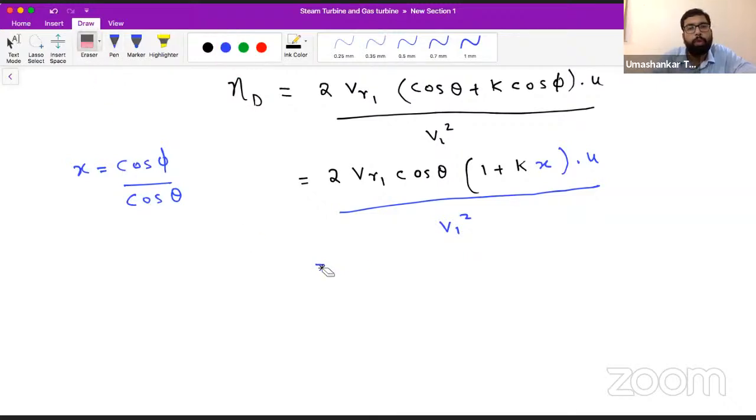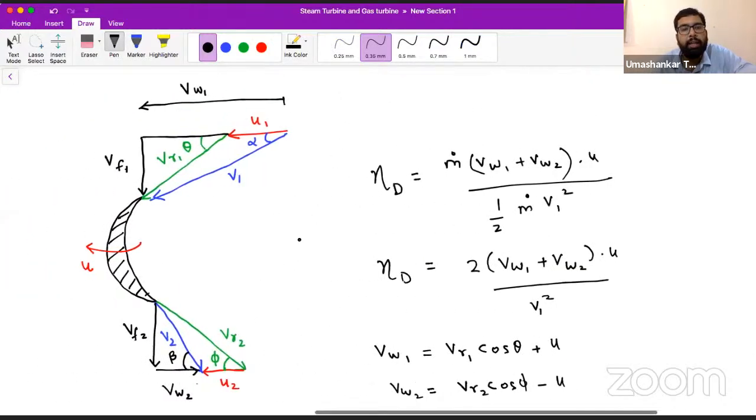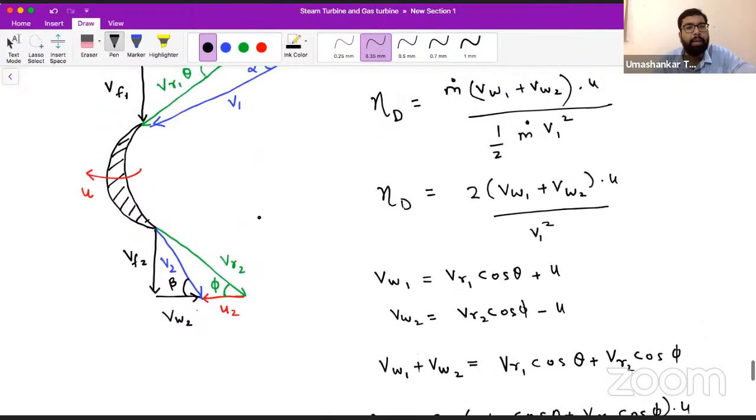So what we can do now, so we want to reduce it. Now, is there something unnecessary still in this relation? Okay, we want to reduce it into basic terms. So let's see the diagram again.